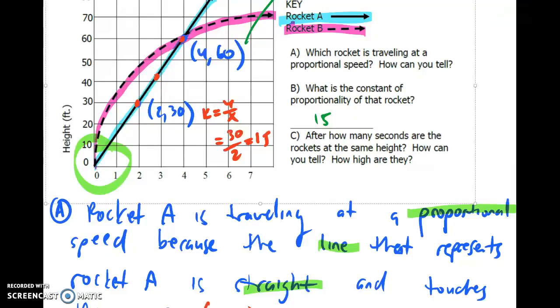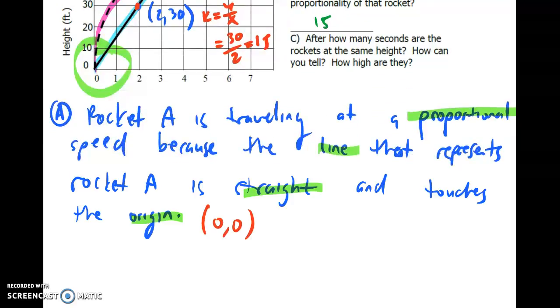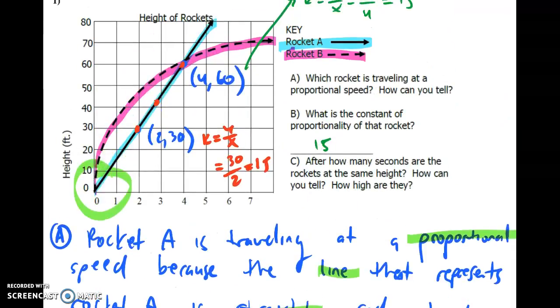Question C. After how many seconds are the rockets at the same height? How can you tell how high they are? Well, going back to the graph, rocket B is traveling at this speed. Rocket A is traveling at that speed. So our y-axis is actually the height, and I just noticed that it's missing here. The x-axis should be seconds.